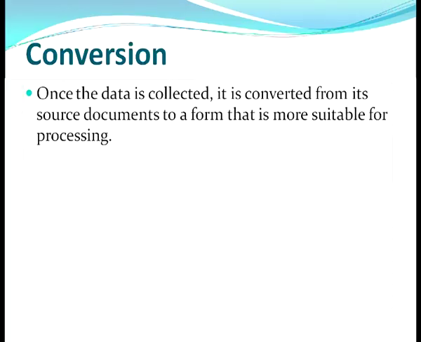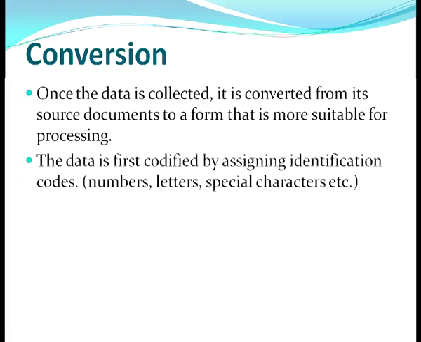Next category of data processing is conversion. It is converting the data that we have just collected into source documents to a form that is more suitable for processing. The data is first codified by assigning identification codes, for example, numbers, letters, special characters, etc.